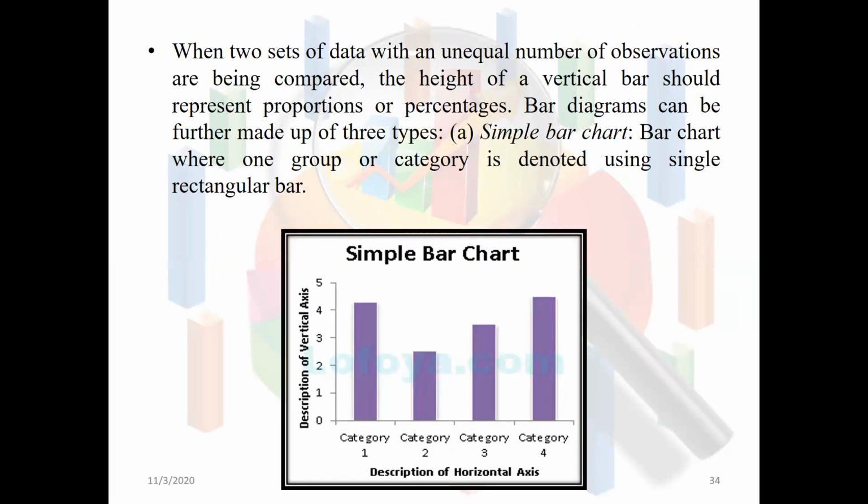When two sets of data with an unequal number of observations are being compared, the height of a vertical bar should represent proportions or percentages. Bar diagrams can be further made of 3 types. Simple bar chart, where one group or category is denoted using a single rectangular bar.